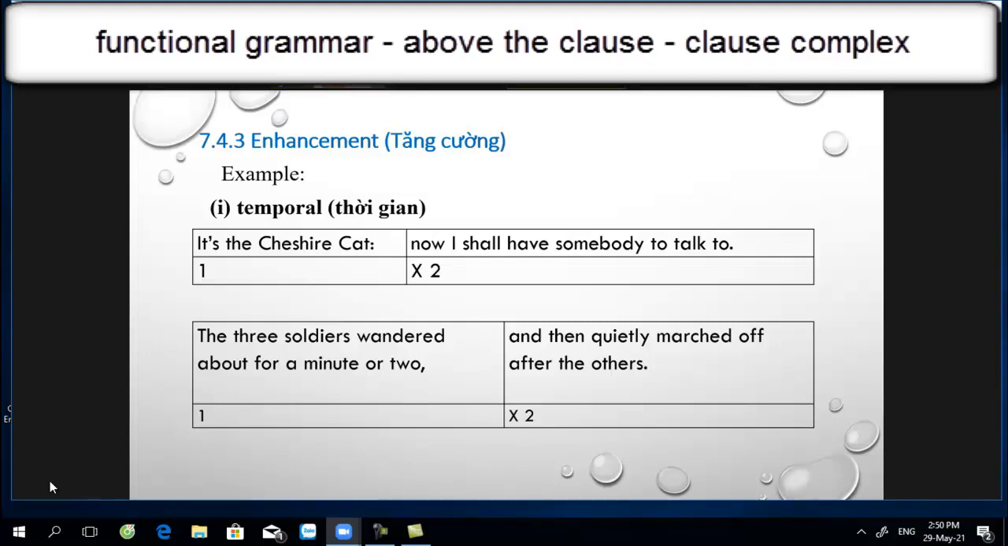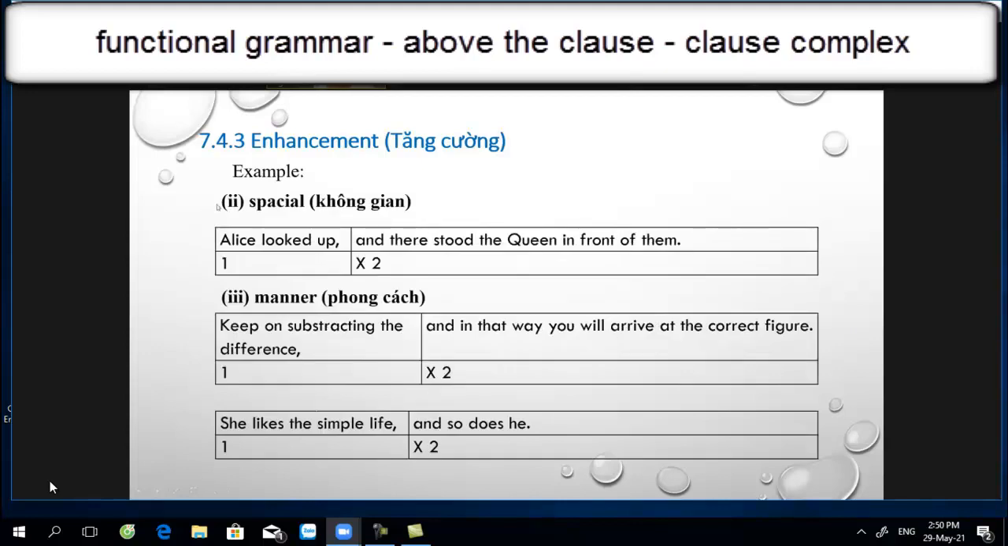The three soldiers wander about for a minute or two, and then quietly march off after the orders. Okay, and you can see I mark the first floor number 1, the second floor number 2, and the multiply. And now about the spatial, không gian.